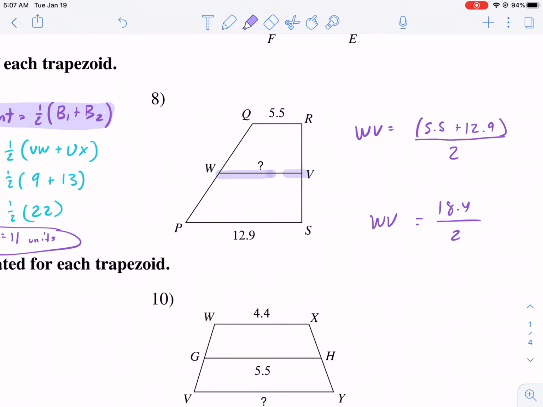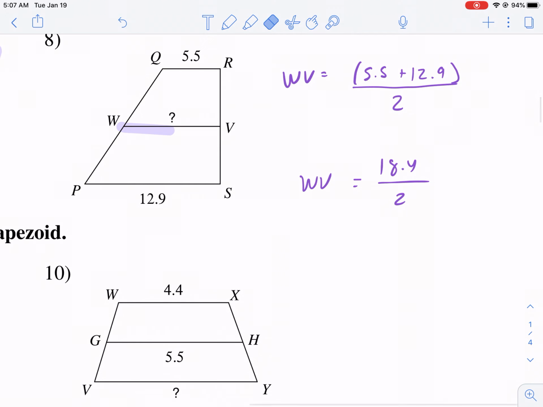This is our mid-segment. Well, it's not broken up like that. It's like a straight line. Oh, that bothers me a little bit. Let me try that again. There, that's a little bit better. Okay, so then we just divide that by 2 and we get 9.2 equals WV.